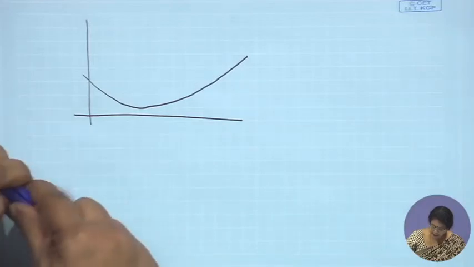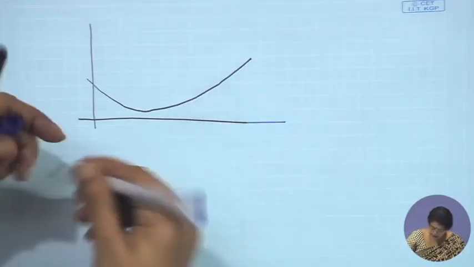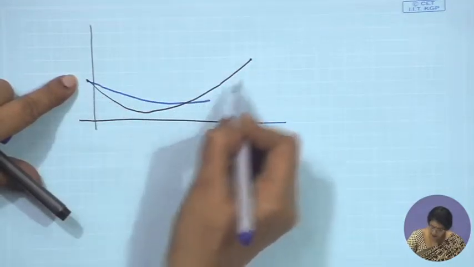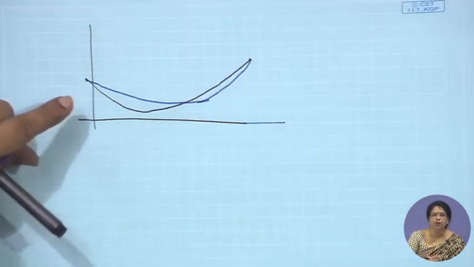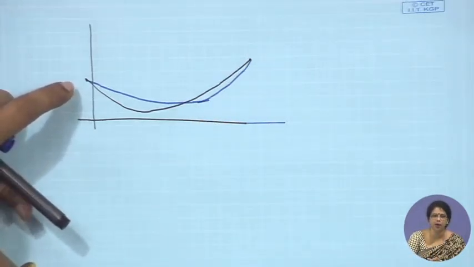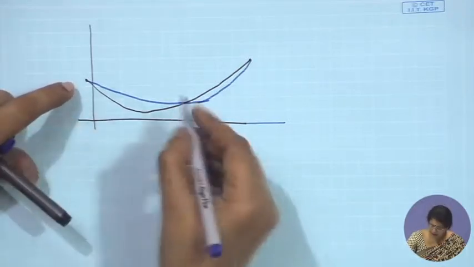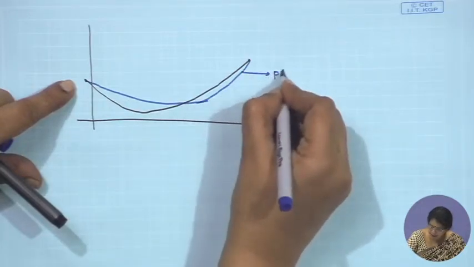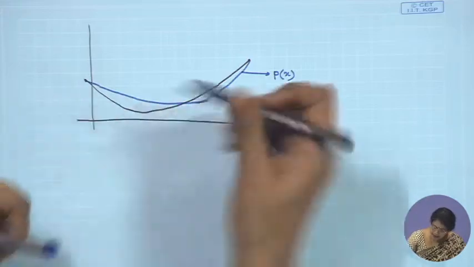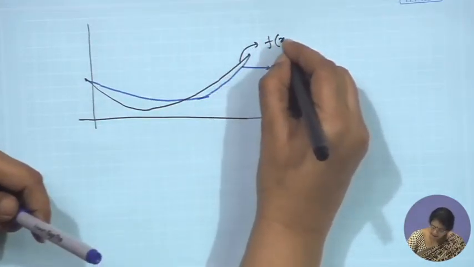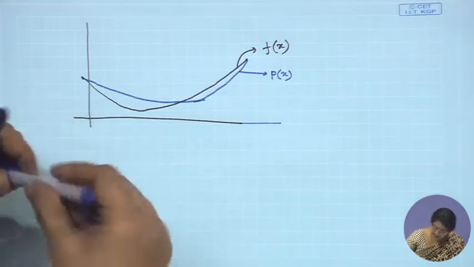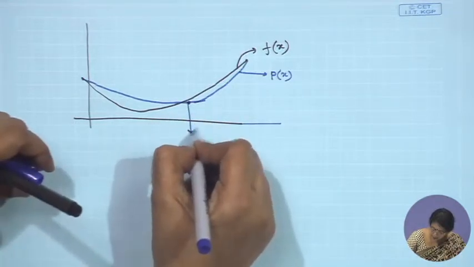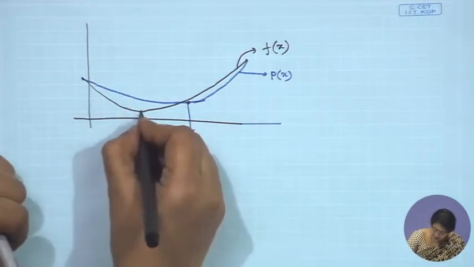We are interpolating a polynomial within these 2 points, say a quadratic function. A quadratic function can be considered as a parabola, a simple quadratic function, and if I just find the minimum of this polynomial, this is my fitted polynomial Px and this is my given Fx. What we can see is that the minimum of Px is coming almost here, but the minimum of Fx is expected here.